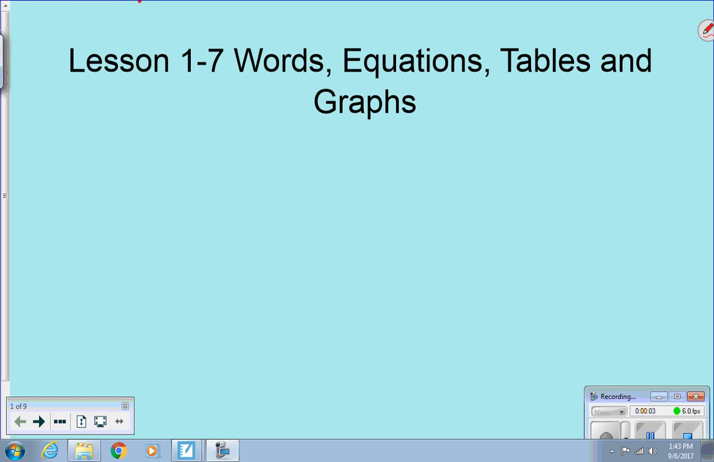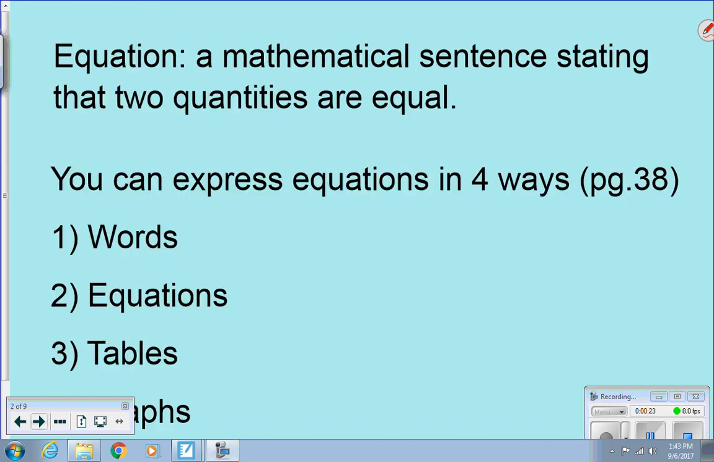Okay, so this is lesson 1-7. This is the last lesson of the chapter. It's called Words, Equations, Tables, and Graphs. So you might have to make some graphs in your notes. You might have to write some equations in your notes. So be prepared for all of it, because we're going to talk about the majority of these things today. And some of it will look familiar to you if you looked at it a little bit yesterday.